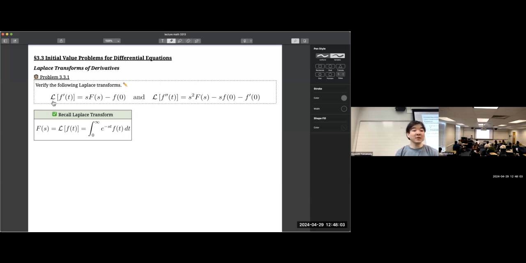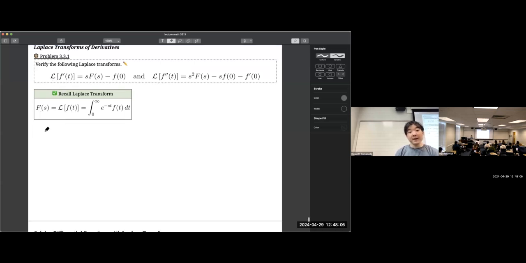So if I were to ask you to compute the Laplace transform of f prime of t, then I'm just going to use the definition of the Laplace transform. The definition says that all I'm doing is taking the integral from 0 to infinity of e to the negative st, but I'm not plugging in f of t, I'm plugging in f prime of t, so this will be f prime of t dt. I'll just make it clear that that's the new function we're plugging in: instead of f of t, it's f prime of t.